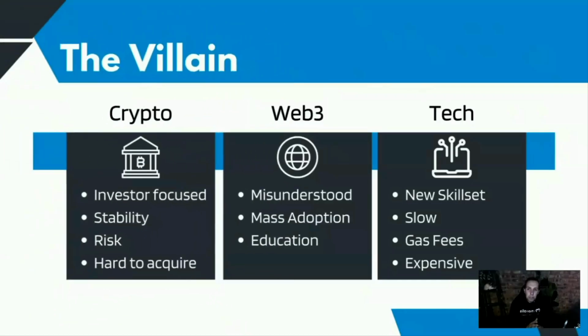So the good news is that I am very, very bullish on Web3. As a technical person, it is here. It is the new internet for various reasons, and some of them I'll briefly cover in this discussion, but I do want to focus on the core topic at hand. From my experience, the villains of Web3 or blockchain that are preventing what I refer to as mass adoption are divided into three categories. Those categories are crypto, Web3, and tech.